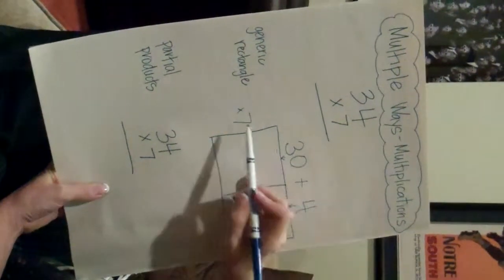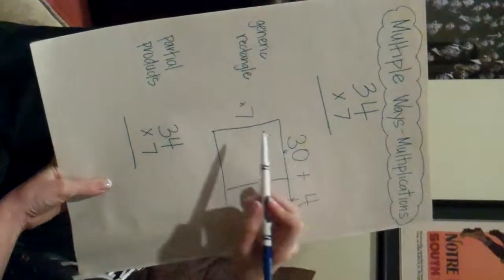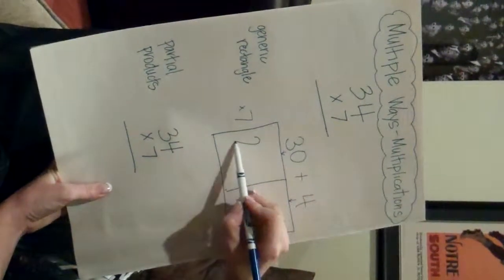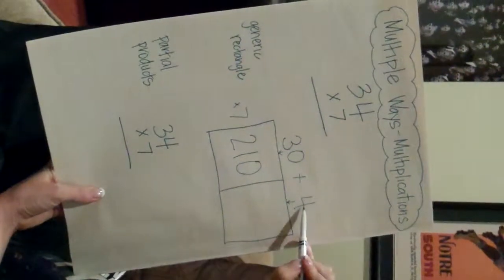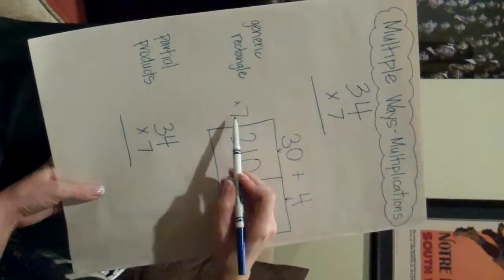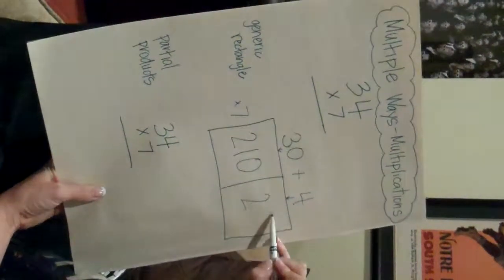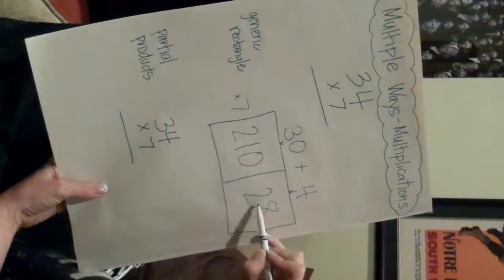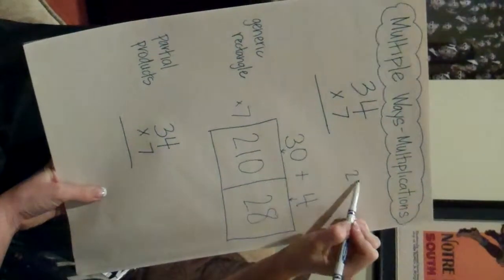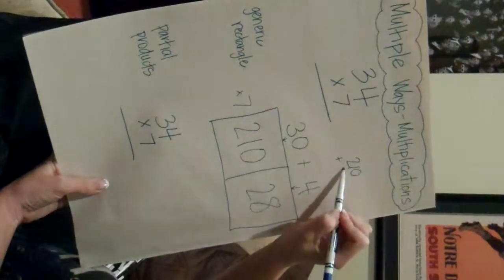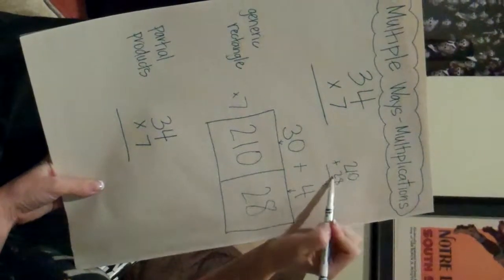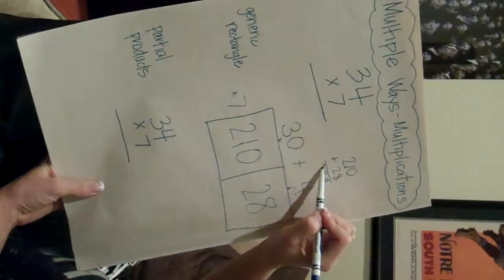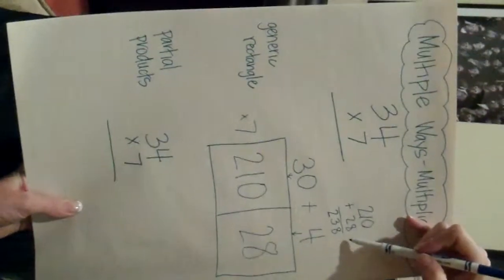Next, I take my tens times the 7, so 30 times 7 gives us 210. Next, I'm going to look at my ones place, and I'm going to take 4 times 7. That gives us 28. Now I'm going to add these two groups together, 210 plus 28. That gives us 8 in the ones place, 3 tens, and I have 238. So 34 times 7 gives us 238.